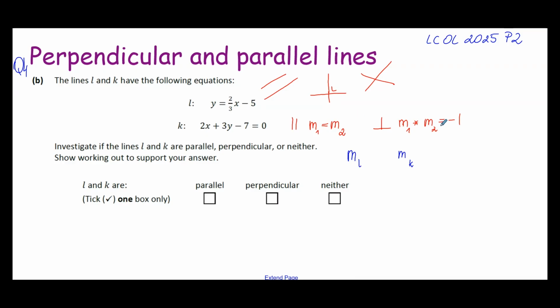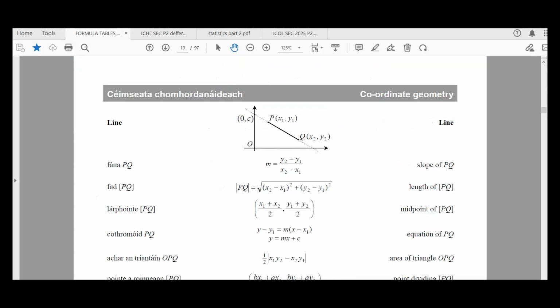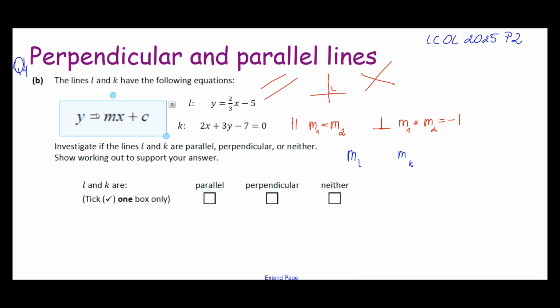How do we find the slope from the equation of the line? Well, we have a few options. One option is the formula in our table for the equation of the line, the second formula here. If the equation of a line is written in that form, meaning y on its own and the other numbers on the other side of the equation, the slope is the number that stands beside x, and that's what we have here. So the slope is 2/3. So the slope of L in our case is 2/3.